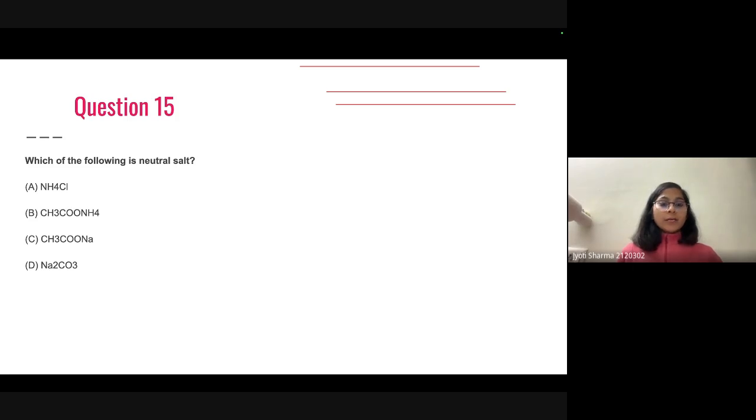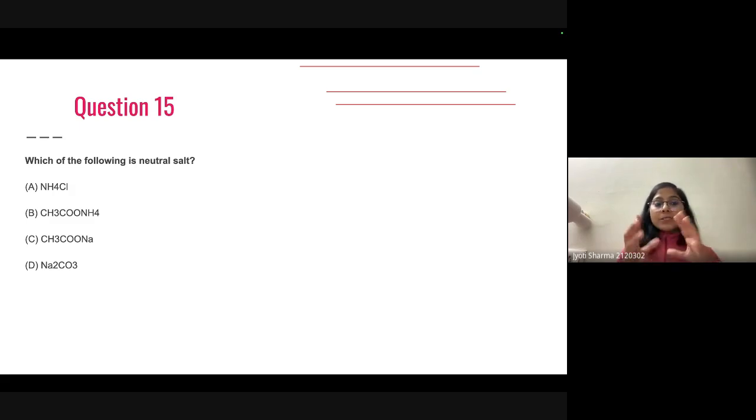Which of the following is a neutral salt? First let me tell you about this salt. Most of the time salts are made up of acid and base, because we know that the reaction between acid and base will give you the salt. But there may be four combinations of formation. Strong acid and strong base may be the first combination. The second combination will be strong acid and weak base. The third combination will be the reverse of this, that is strong base and weak acid. And the fourth combination may be weak acid and weak base.